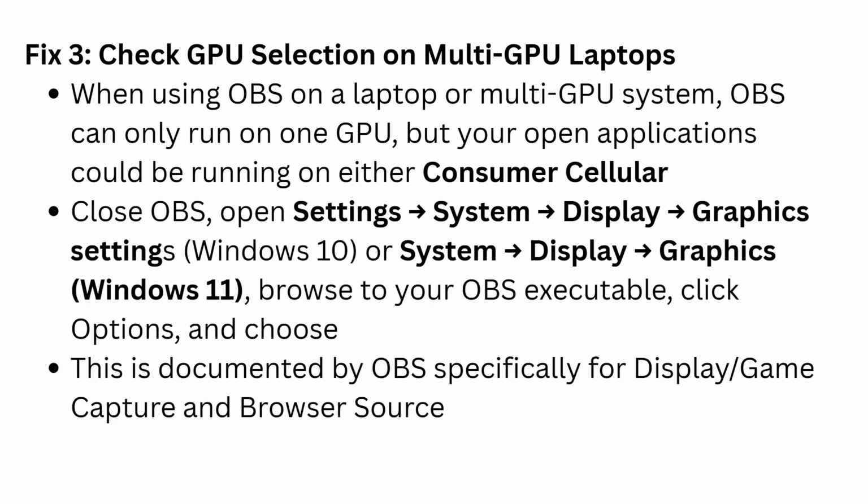Fix 3. Check GPU selection on multi-GPU laptops. When using OBS on a laptop or multi-GPU system, OBS can only run on one GPU, but your open applications could be running on either one. Close OBS, open settings and then go to system, select display and then go to graphics settings. On Windows 10, or system, display and then graphics on your Windows 11. Browse to your OBS executable and then click options and choose. This is documented by OBS specifically for display or game capture on browser source.